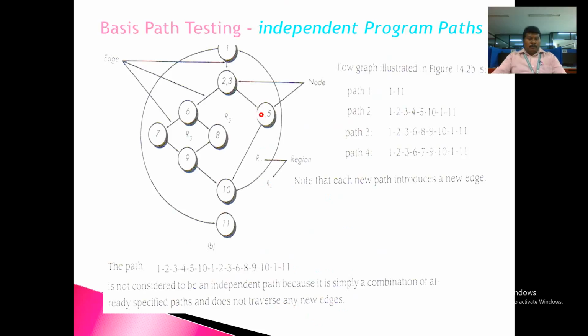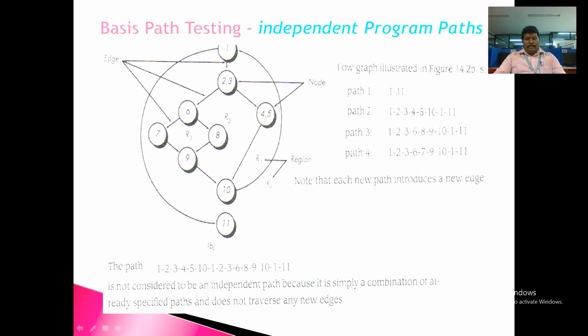So I already told you what a node is. A node is nothing but one or more procedural statements in the program. And while we are considering the regions, in this diagram we have four different kinds of regions. One is region 1, region 2 and region 3. While we are counting the regions, we have to consider the outside of the flow graph as one region. So we have another region called region 4.